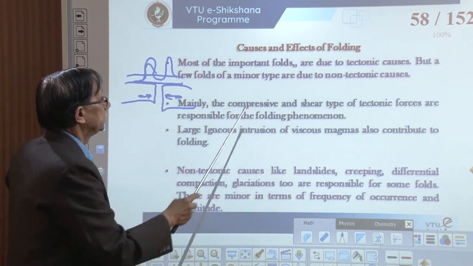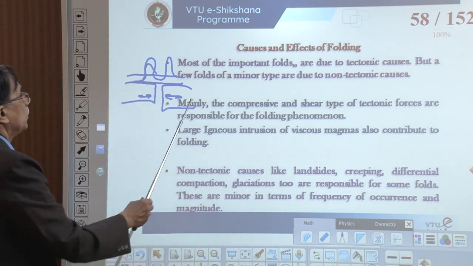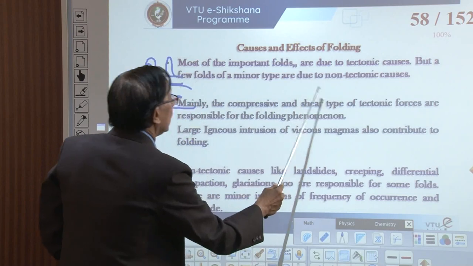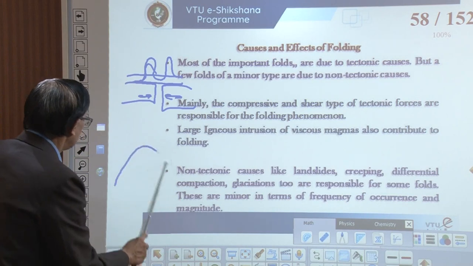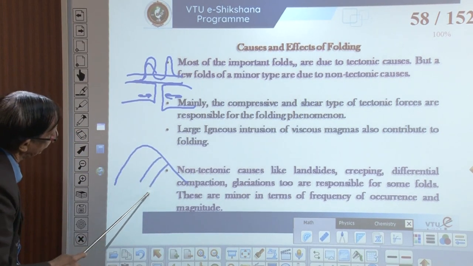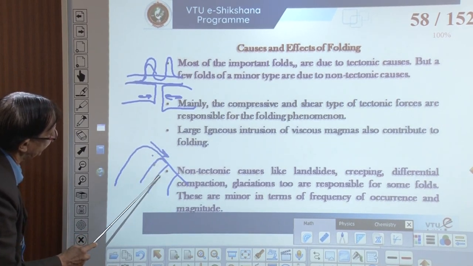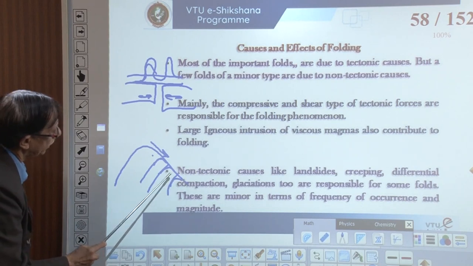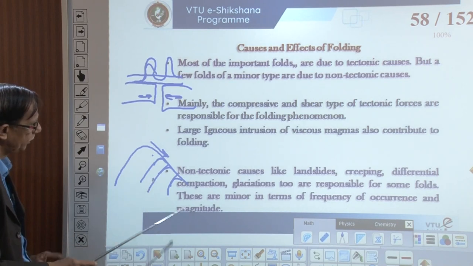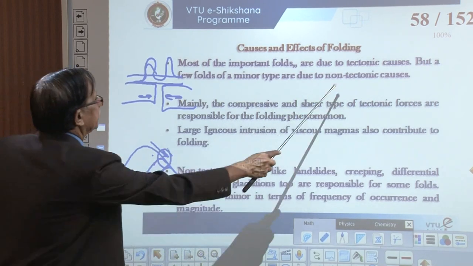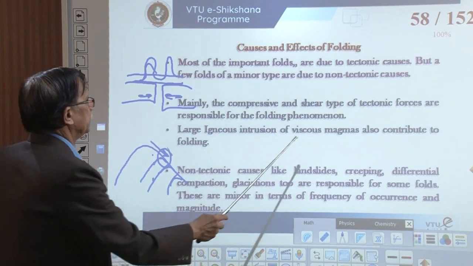Plate tectonics is one, earthquake is another. These are all tectonic only. Minor folds are due to non-tectonic causes. For example, if this is a mountain area with rocks like this and a continuous flow of material here, the terminal part may bend here, and here also they bend, especially the soft rocks. Here also beds are folded. But if you go deeper, they are not affected. These are non-tectonic. So folds can be of tectonic and non-tectonic origin.